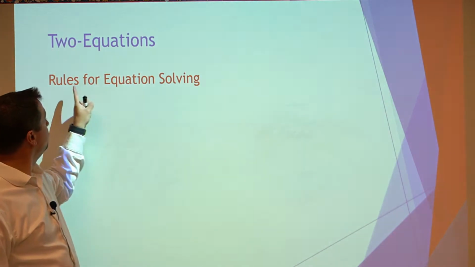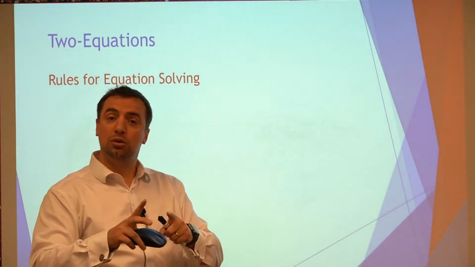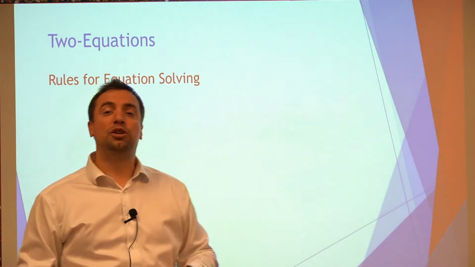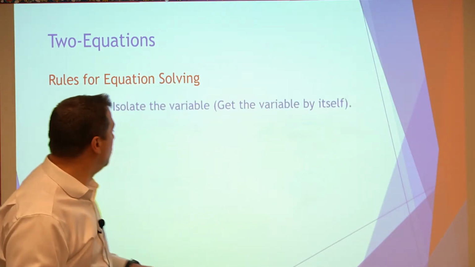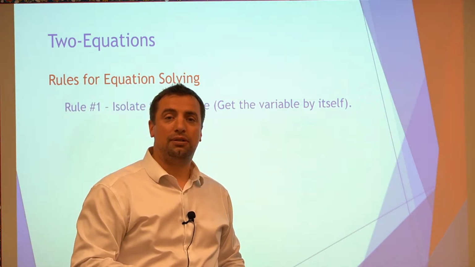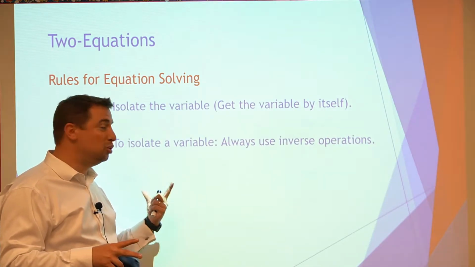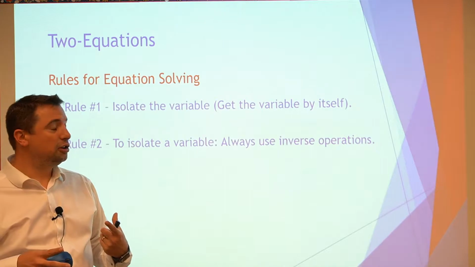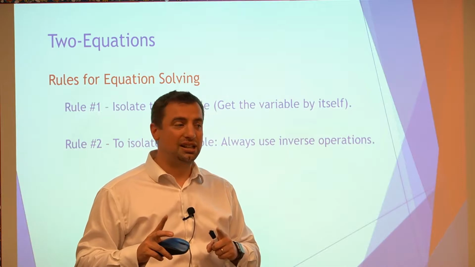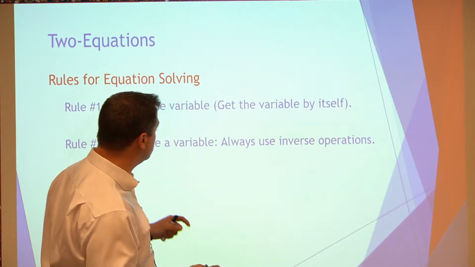Two-step equations have rules. In fact, the rules are almost exactly the same as our one-step equations that we've already talked about how to do. Well, let's review what those rules are, shall we? Rule number one, we have to isolate the variable. That means get the variable by itself. We do that by rule number two, using inverse operations. Those inverse operations allow us to get rid of what's not the variable on each side of the equation.